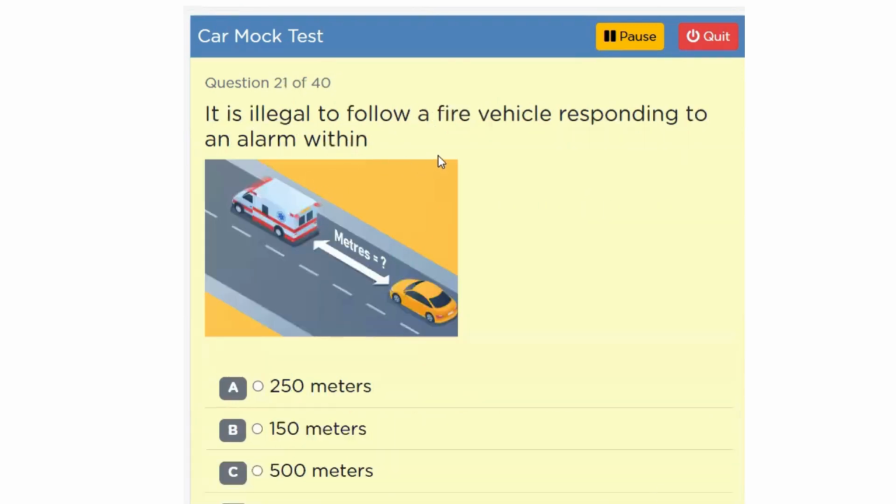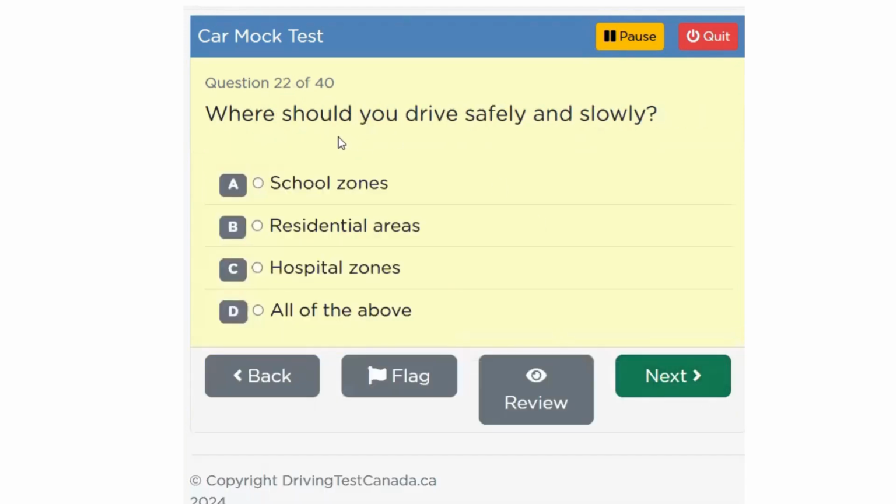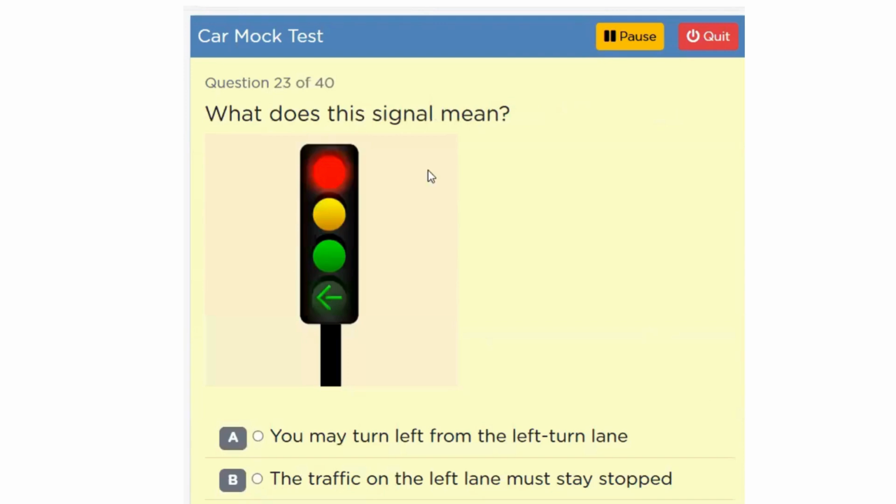It is illegal to follow a fire vehicle responding to an alarm within, I think 150 meters should be enough. I didn't know, I'm just making the guess. All the above. These are the sensitive areas.